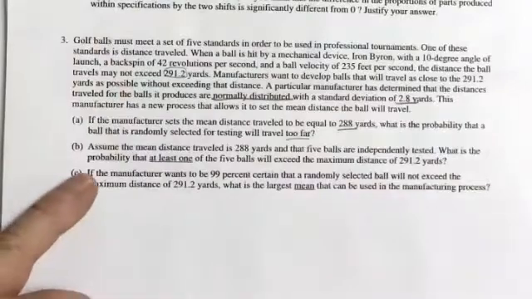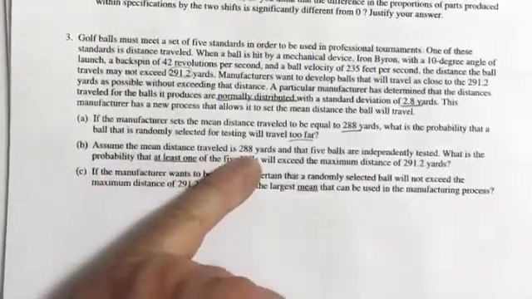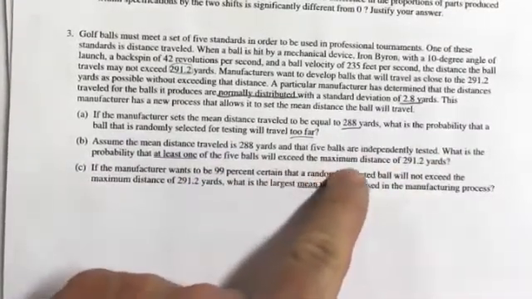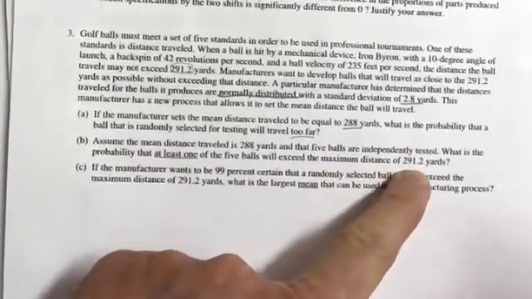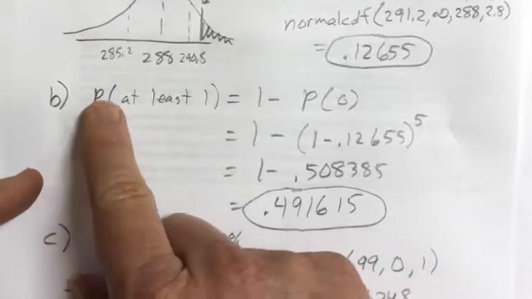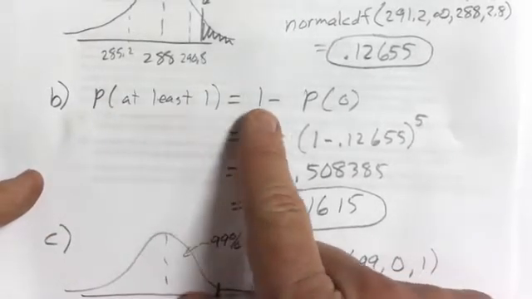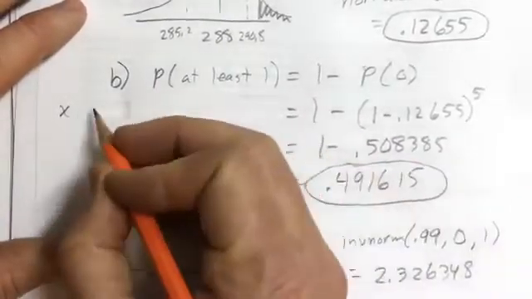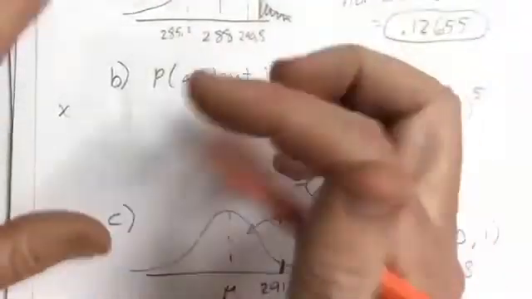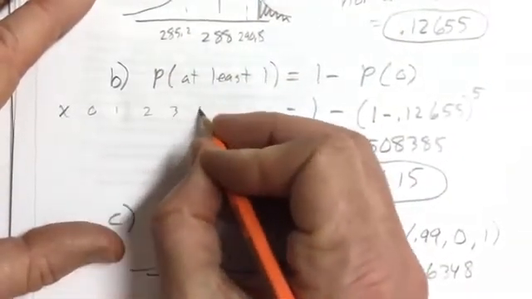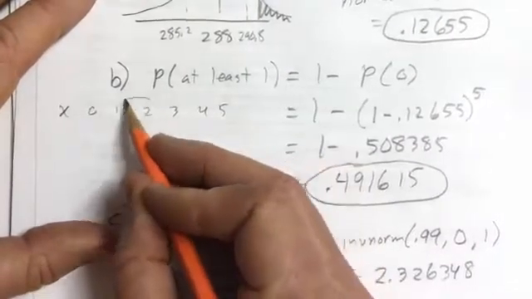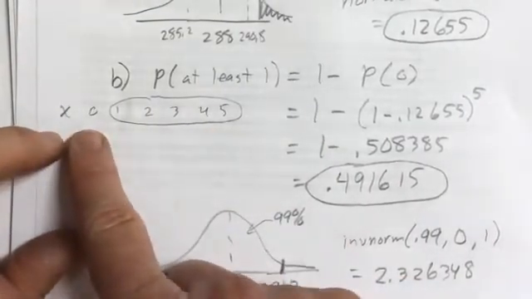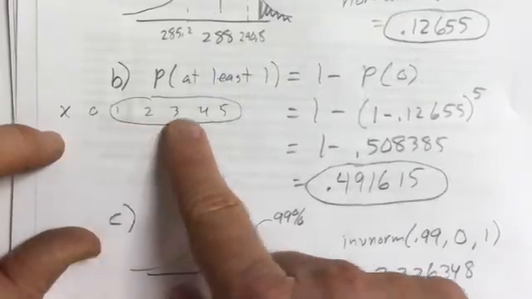All right. So assume the mean distance traveled is 288 and that 5 balls are independently tested. What's the probability that at least one of the 5 balls will exceed a maximum distance of 291.2? All right. The easiest way to do the probability of at least one, it's going to be 1 minus the probability of 0, because the number of balls that would exceed the distance, if you do 5 balls, you could have 0, 1, 2, 3, 4, or 5 that do it. So the probability of at least 1 would be all that. So then that has to add up to 1 or 100%. So if we find the probability of it happening 0 times, then subtract it from 1 and we'll get it.